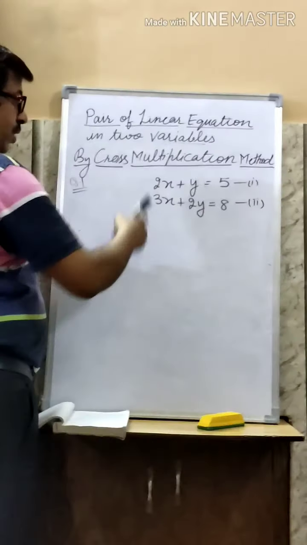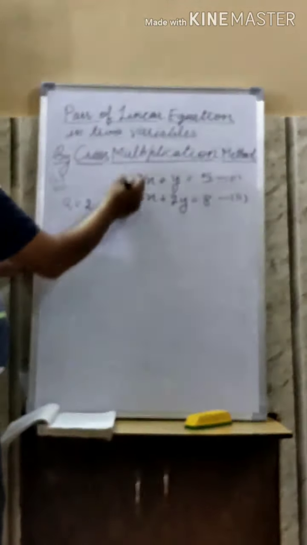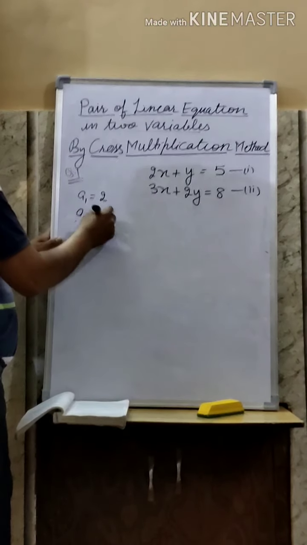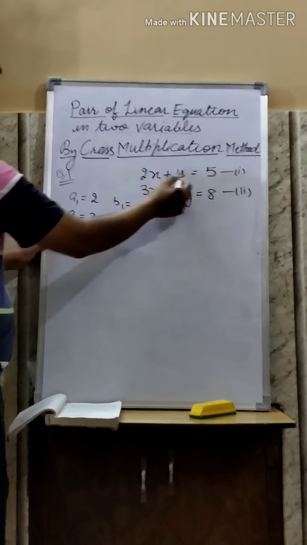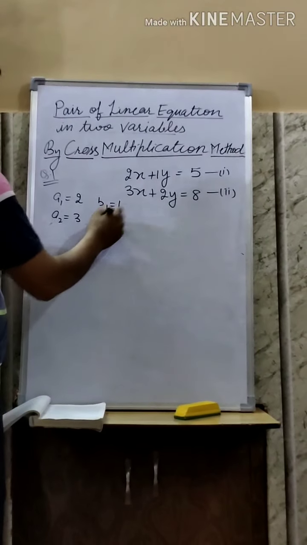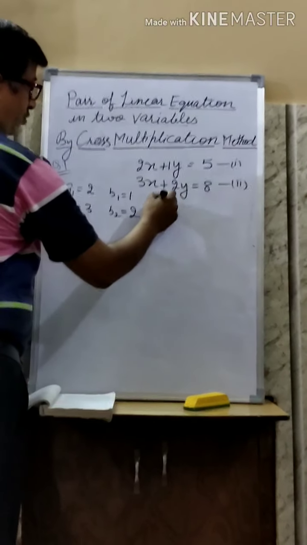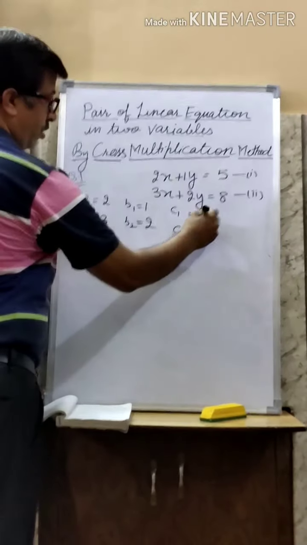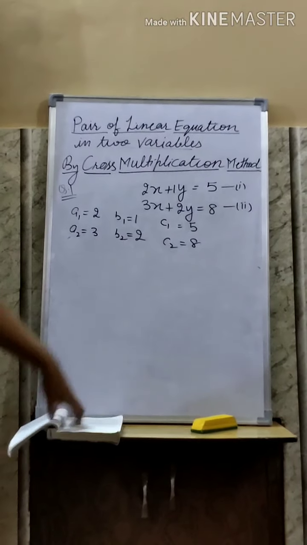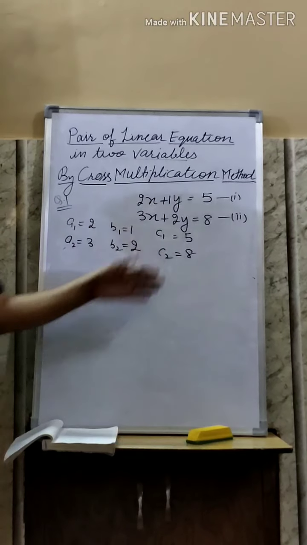You know very well when you compare with the standard form, what is a1, a2? a1 is 2, a1, a2, these are the coefficients of x, and b1, b2, these are the coefficients of y. If not there, then 1 is there, so it is 1. So b2 is equal to 2. Now these are c1, c2. c1 is 5 and c2 is 8. Clear this? So first you see what are a1, a2, what are b1, b2, what are c1, c2.